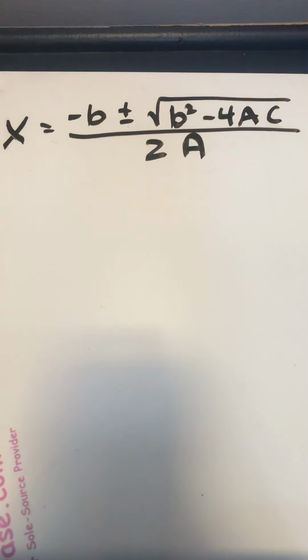This is the quadratic formula. It reads x equals negative b plus or minus the square root of b squared minus 4ac, all over 2a. It looks rather complex, but it's a nifty tool to have to solve a quadratic equation.